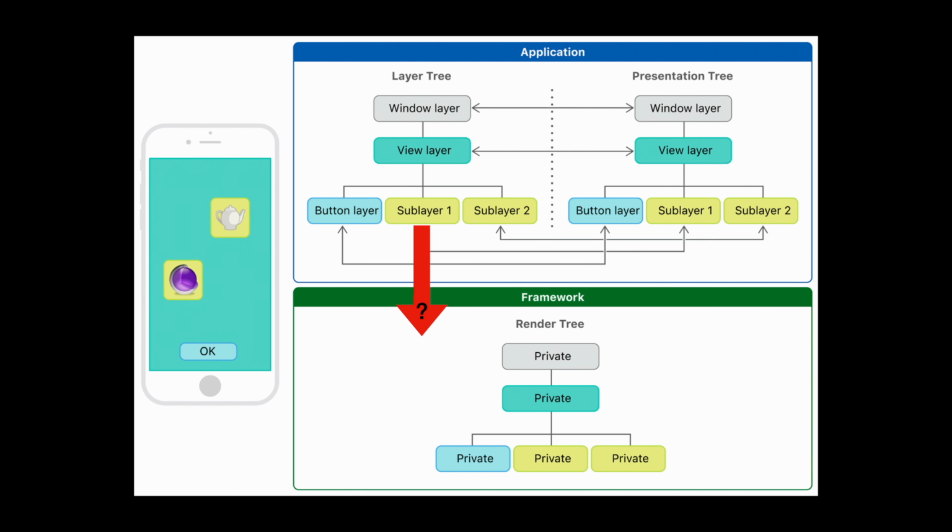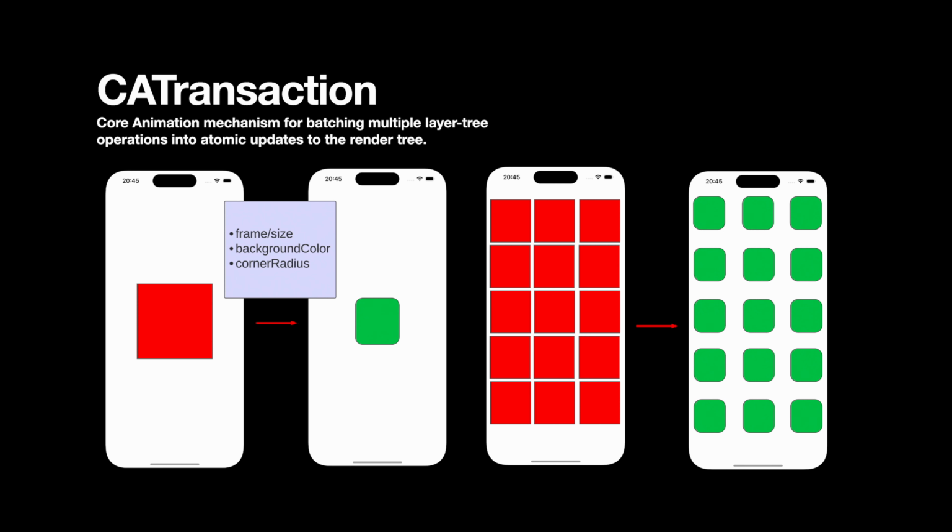But how are changes of the layer tree applied to the render tree? It's a good question. UI changes are not applied to the screen every time something is changed. Core Animation groups the changes of the layer tree into a CATransaction, a mechanism for grouping multiple layer tree operations into atomic updates to the render tree. But when and how does this transaction take place?